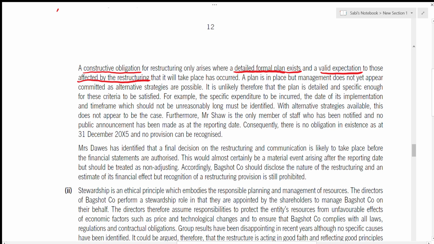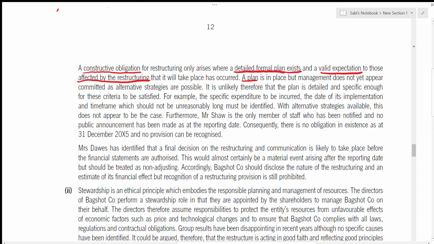See, just see how they are linked, right? First, they used evidence from the case study. This is this line: the plan is in place, but management does not appear committed. How do they know management is not committed? They know from the case study. Second, based on that line, they are saying it is unlikely, therefore, that the plan is detailed and specific enough for this criteria to be satisfied, right?